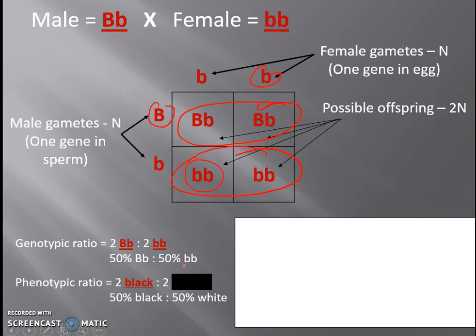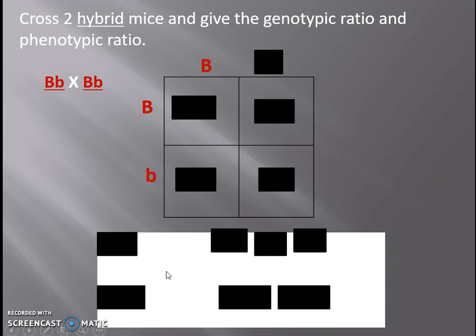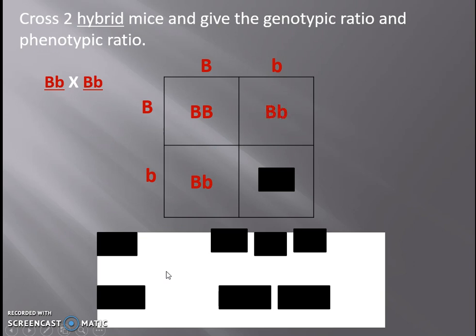Let's take another example. We are going to cross 2 hybrid mice. When I'm talking about hybrid, that means it's going to be heterozygous. So a cross between a heterozygous and a heterozygous, it's going to give these 2 genes, and in the boxes you're going to have a big B and a big B, which is a homozygous dominant, and another one is a heterozygous, another heterozygous, and a homozygous recessive.